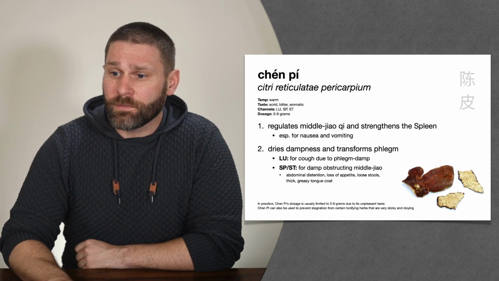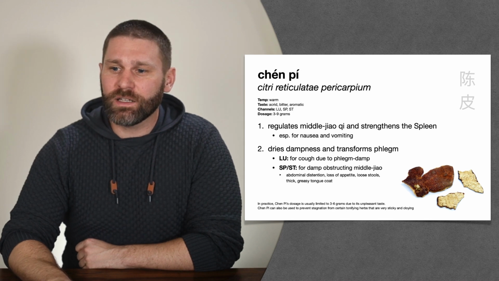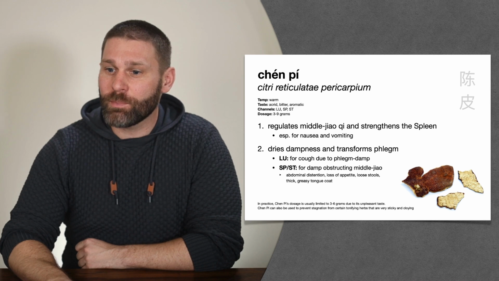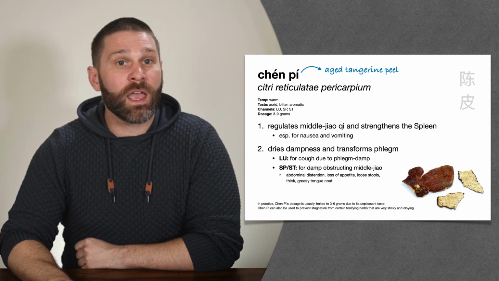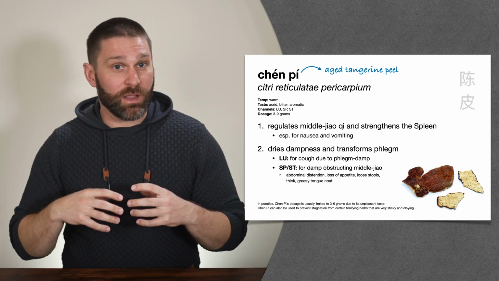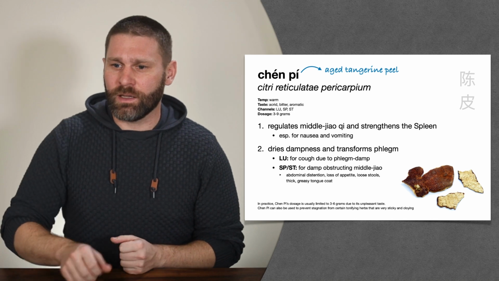Anyway, our first herb here is Chen Pi, Citri reticulatae pericarpium. This is aged tangerine peel, the skin of a tangerine that we dry out and let age. I think it gets more potent as we let it age.